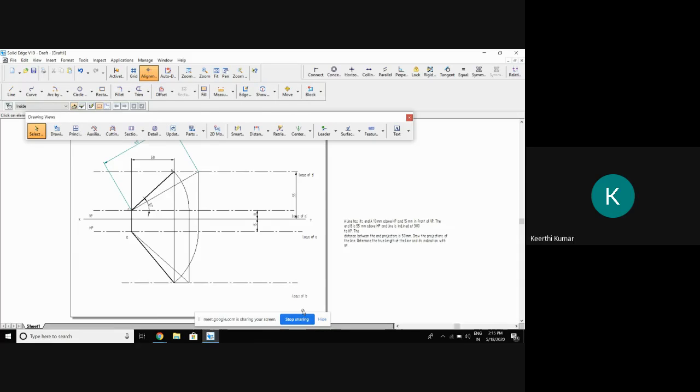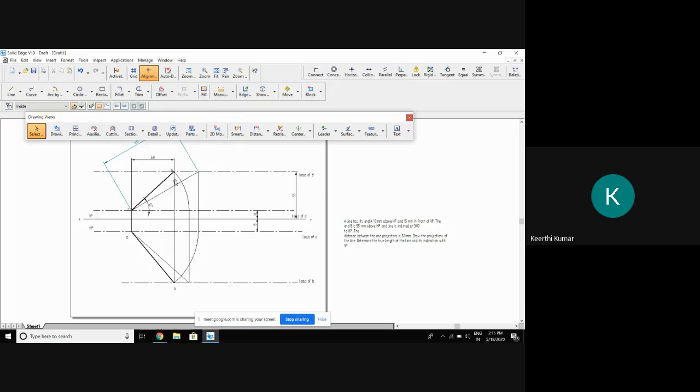Is it clear? So I'll give you some important points. What are the important points? The true length in VP and true length in HP are supposed to be same. Then the end projector should connect A dash and A, B dash and B. So I do not give the name here. This is called B. But the length of the apparent line will not be same. Only the true length will be same, and the length of the apparent line may be different.